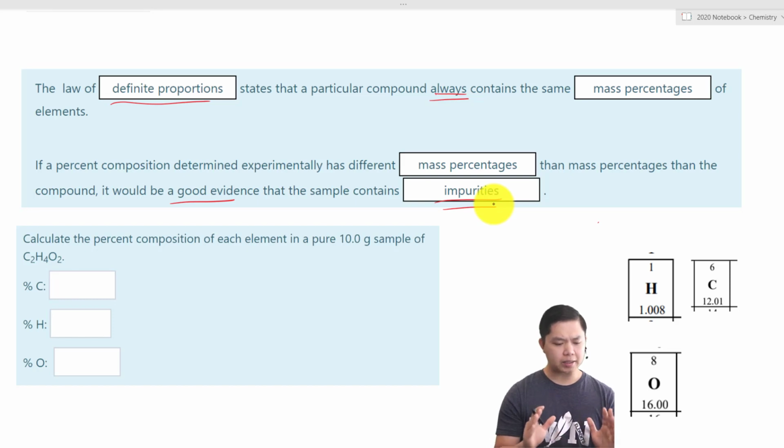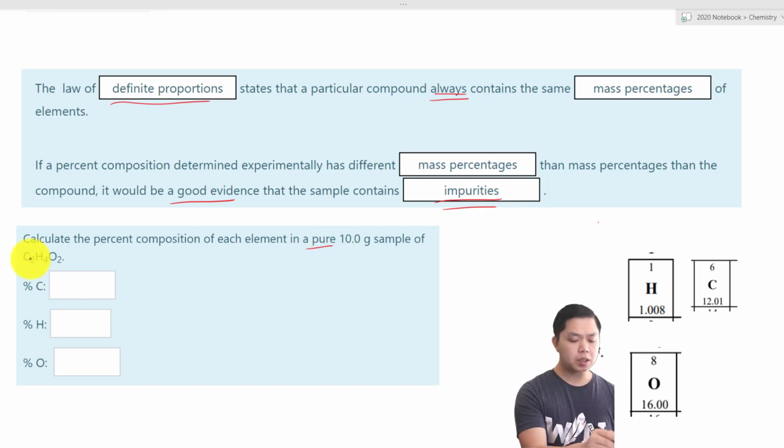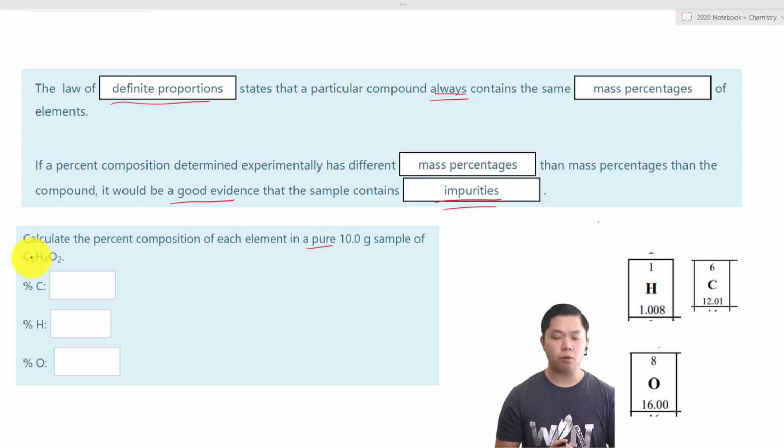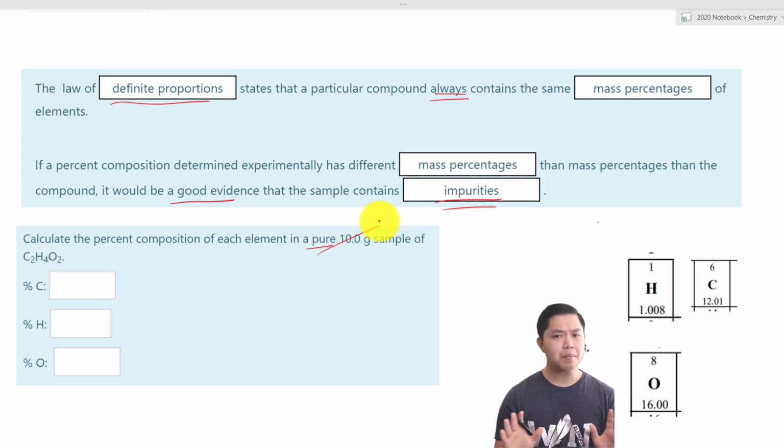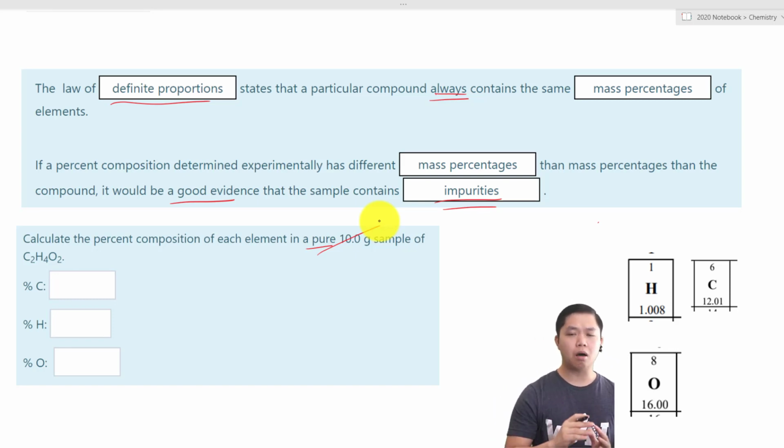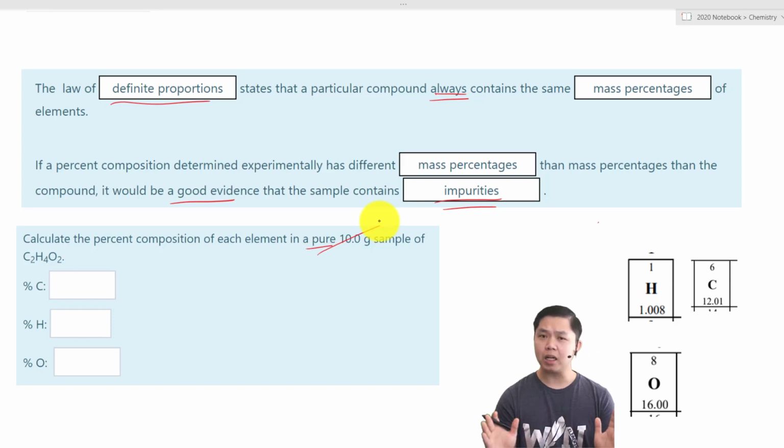Now let's look at a sample problem. Calculate the mass percentage of each element in a pure sample, notice how I use a pure sample right there, of 10 grams of this particular compound, C2H4O2. First of all, don't get tricked by this 10 grams. It doesn't matter how big the sample is. The mass percentage will always be the same, and that's the beauty behind the law of definite proportion. It doesn't matter if you have 100 grams or 1 gram. The mass percentage will always be the same.